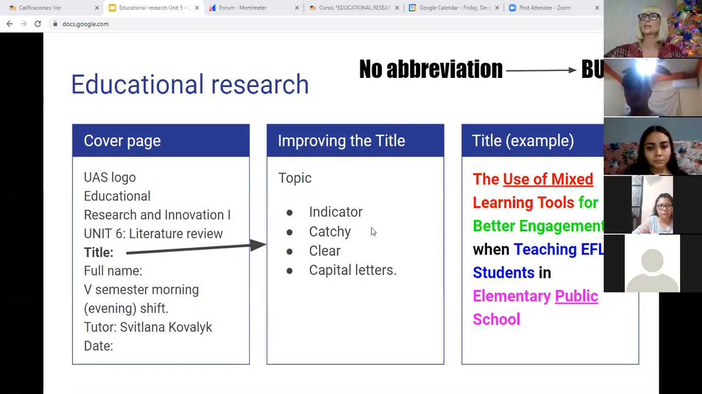Okay, you can see that the topic is engagement. So the problem is students are not engaged enough. So I'm trying to find out different learning tools to improve engagement. And what is my indicator? This is teaching EFL students, right? This is the elementary school.